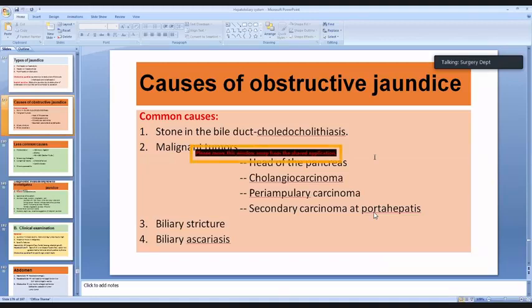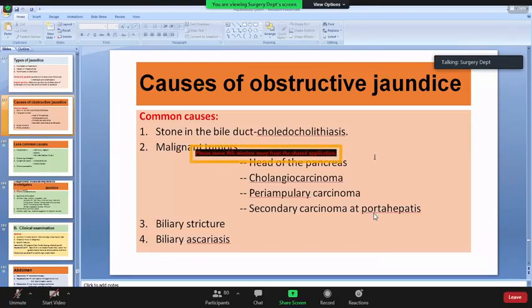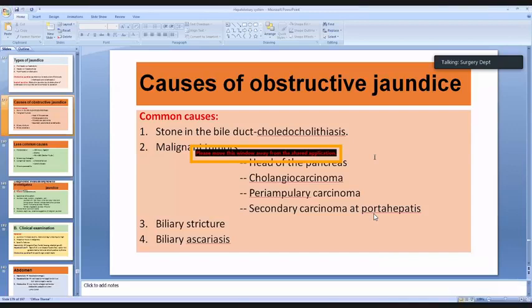The third cause is biliary stricture. Suppose because of an operation, there might be narrowing of some part of the bile duct. Because of stagnation of a stone for a prolonged time, there might be stricture or narrowing. Because of associated infection and inflammation, cholangitis and sclerosing cholangitis might lead to stricture. And in some congenital diseases like choledochal cyst or Caroli's disease, there might be biliary stricture.